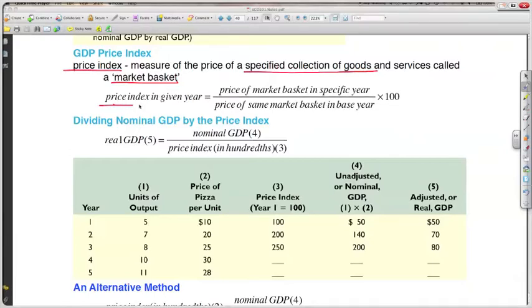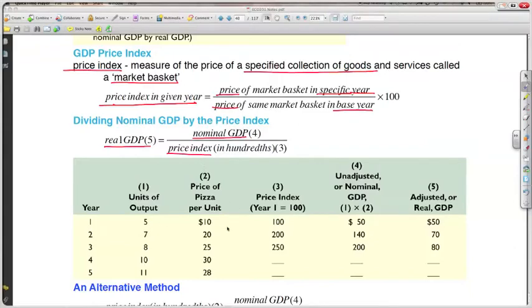So to get our price index in the given year, we have the price of the market basket in the specific year over that same market basket in the base year. So we look at these two prices. Same basket. On top we have the specific year. On the bottom we have the base year. And then we multiply it by 100. To get real GDP, we just take our nominal GDP and then divide it by our price index.